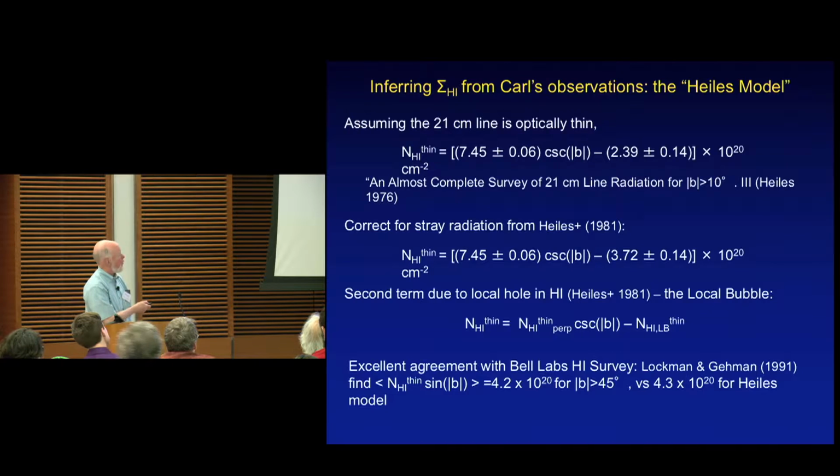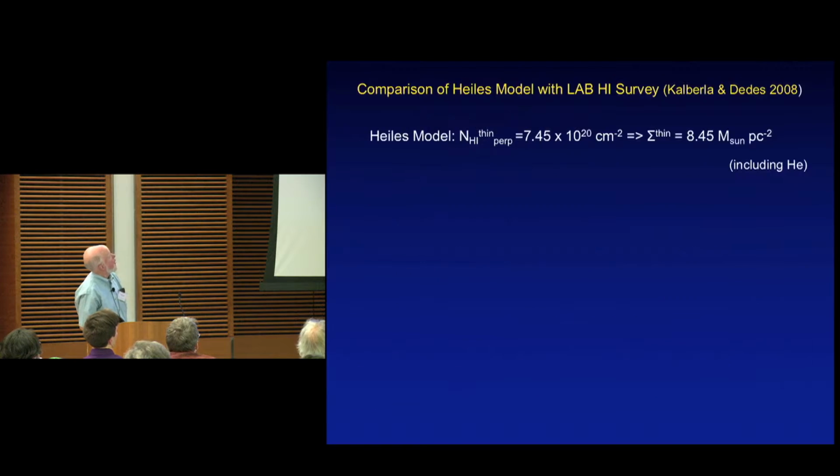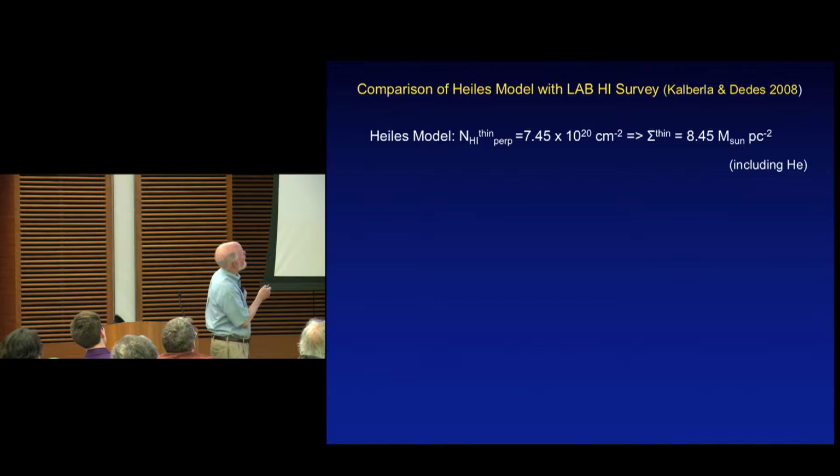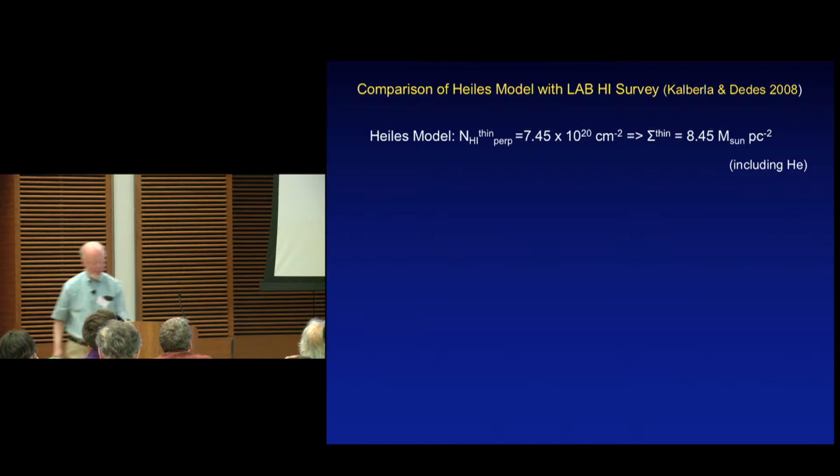And for example, you can then compare this with the Bell Labs H1 survey. Lockman and Gaiman got an average of the total amount of H1 above 45 degrees of about 4.2 times 10 to the 20, and this model, which I call the Heiles model, gives you 4.3 times 10 to the 20. Okay, so now we want to compare this with the lab survey. In the Heiles model, if I go ahead and get the total perpendicular column density through the plane, all the way from the bottom to the top, that's 8.45 solar masses per square parsec.